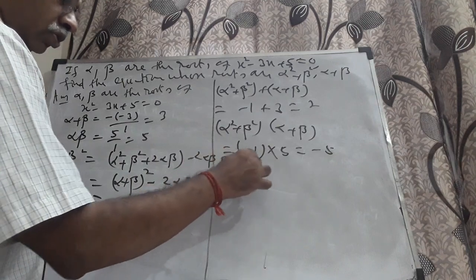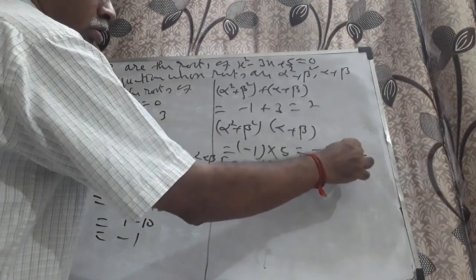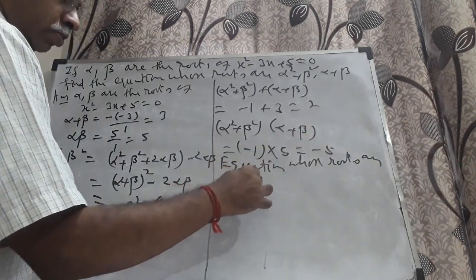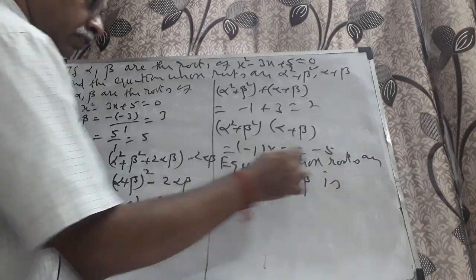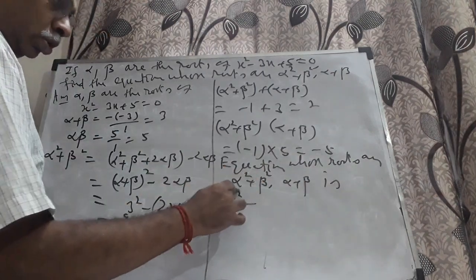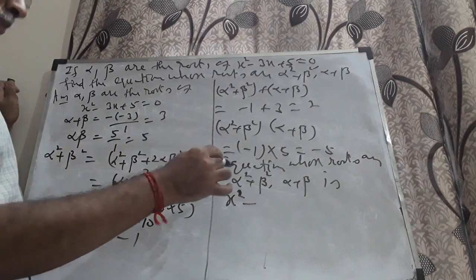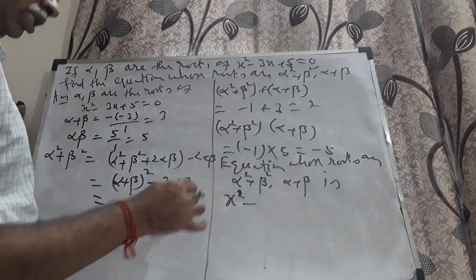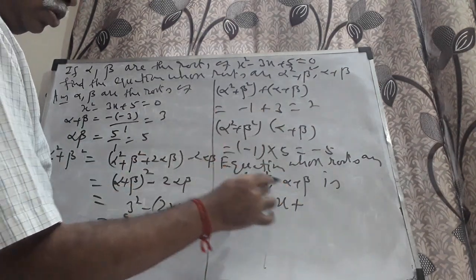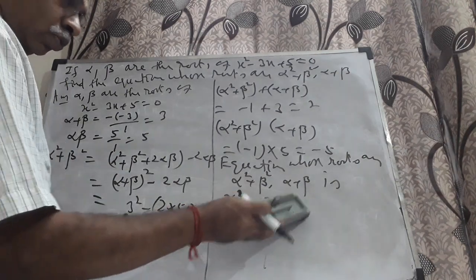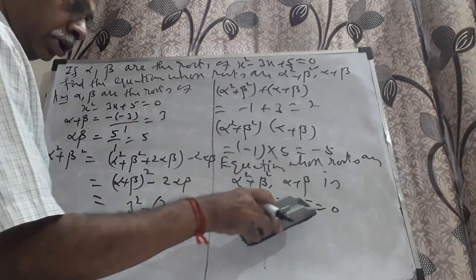Therefore, the equation whose roots are alpha square plus beta square, comma, alpha plus beta, what do I get? Sorry, I said it in Tamil, sorry. x square minus, the sum is supposed to be 2x, and product is minus 5. x square minus 2x minus 5. I expressed it in Tamil in one of the places, sorry.